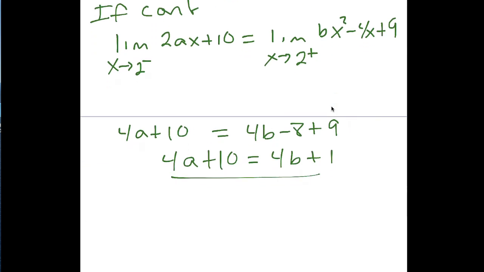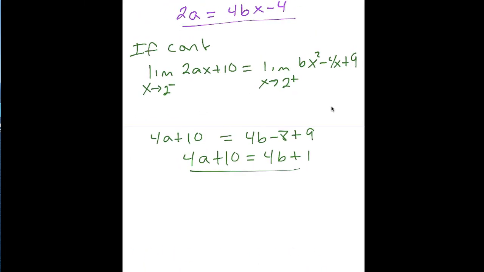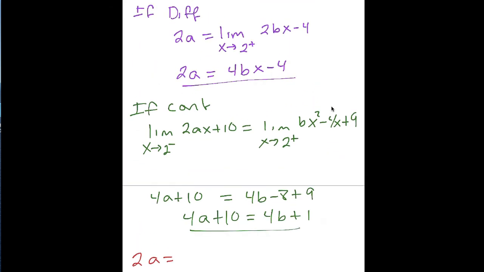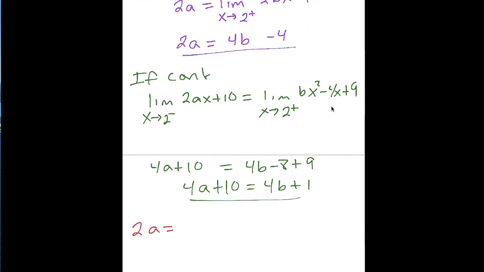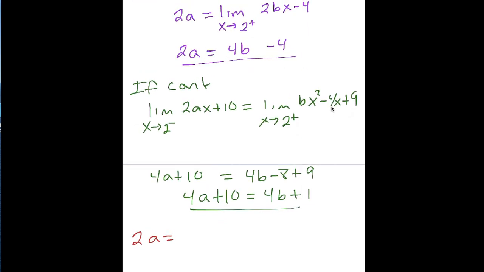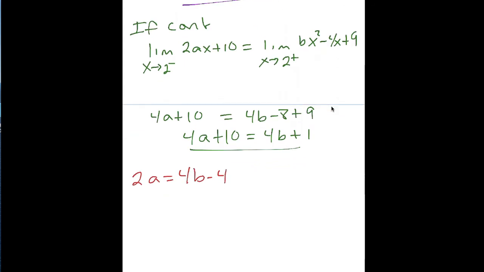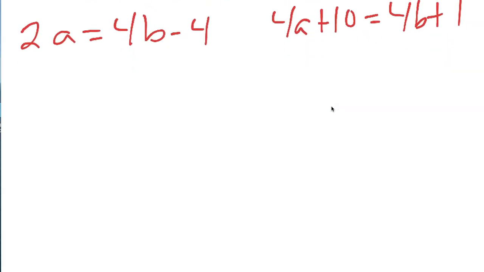So I'm going to rewrite these equations and solve them to figure out what a and b have to be. I got the equation 2a is equal to... I feel like this x should not be there, so let me get rid of that x, because if I put 2 in, I got 4. So 2a is equal to 4b minus 4. And I also have 4a plus 10 has to equal 4b plus 1. So those are the two equations that I'm going to solve.